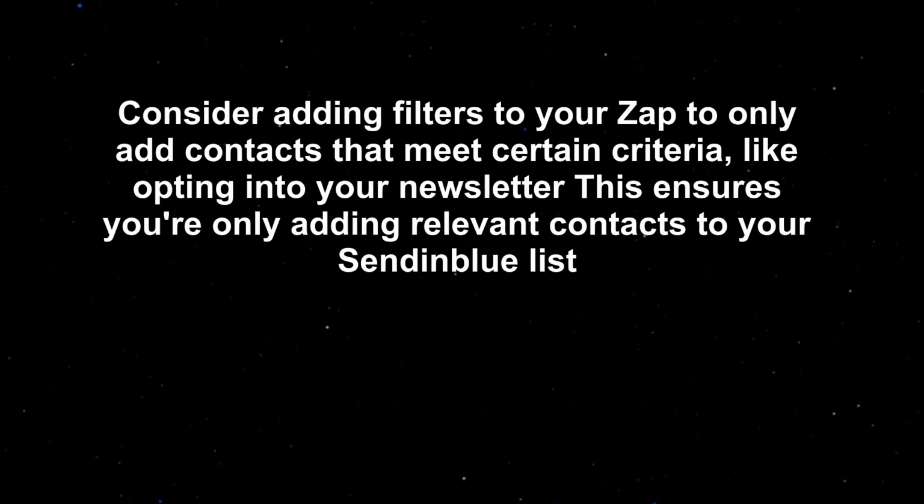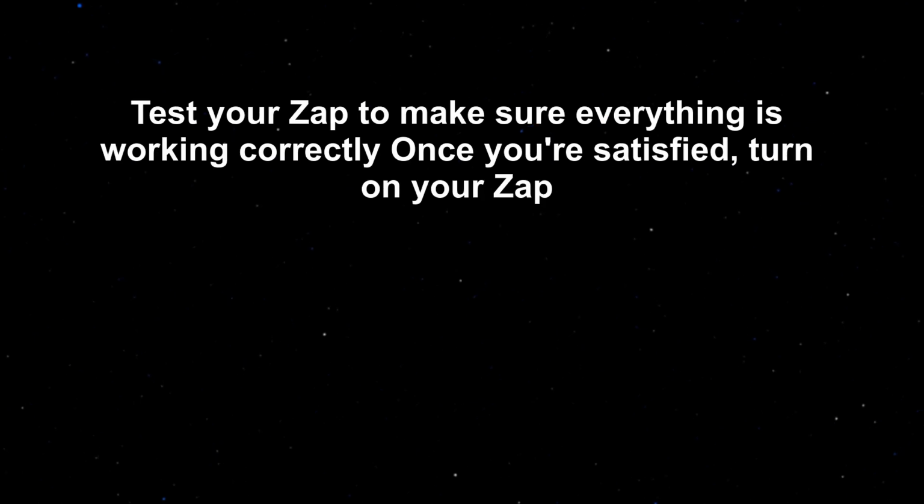Consider adding filters to your Zap to only add contacts that meet certain criteria, like opting into your newsletter. This ensures you're only adding relevant contacts to your Sendinblue list. Test your Zap to make sure everything is working correctly. Once you're satisfied, turn on your Zap.